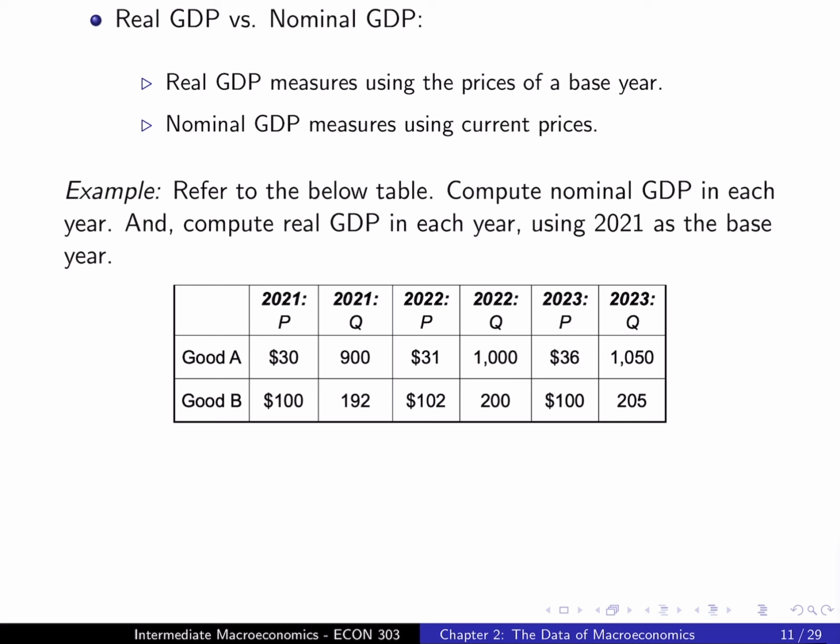For example, refer to the table provided. Your task is to compute nominal GDP for each year using that year's prices and quantities. Compute real GDP for each year using 2021 as the base year. This means using 2021 prices while applying the quantities from each respective year.